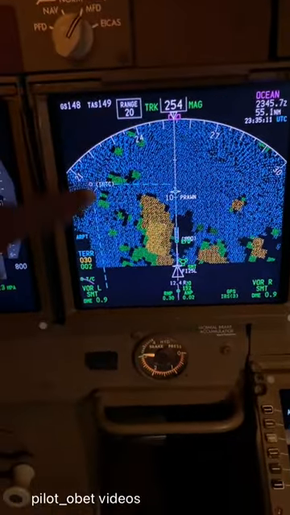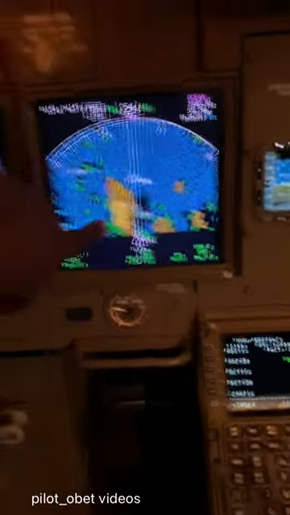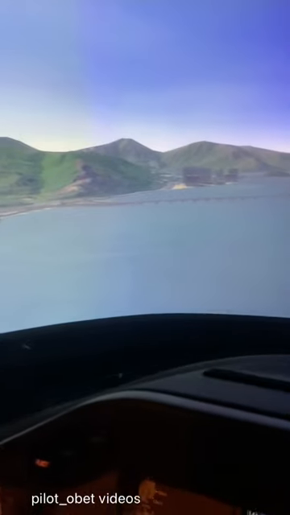The range is 20 miles and the terrain is selected in this case, showing us the terrain. And there's the high ground. If you look out, there it is there showing.